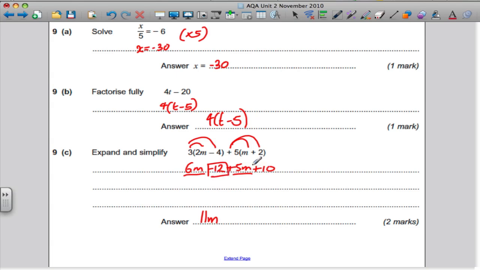Negative or minus 12 plus 10 is minus 2. Again, very straightforward marks there.